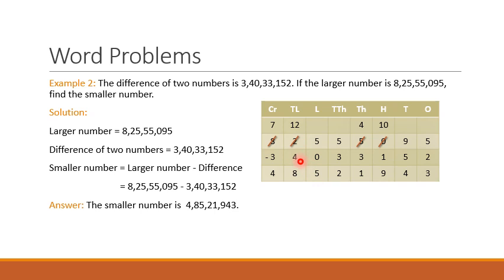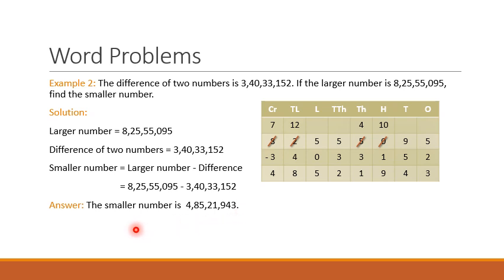Now 2 minus 4 not possible, so take a borrow, make this 12 minus 4 will become 8. Since I have taken a borrow from this 8, it becomes 7. So 7 minus 3 gives me 4. So this is the smaller number. So my final answer is, the smaller number is 4 crore 85 lakh 21,943. So in this way we will get the smaller number.